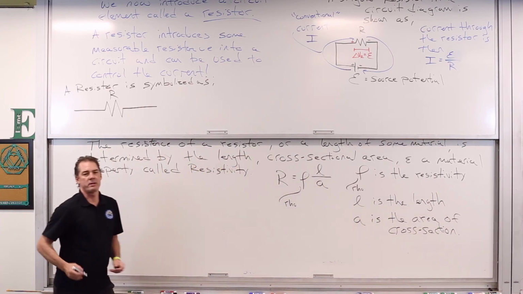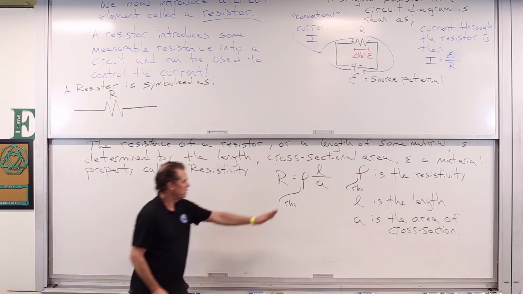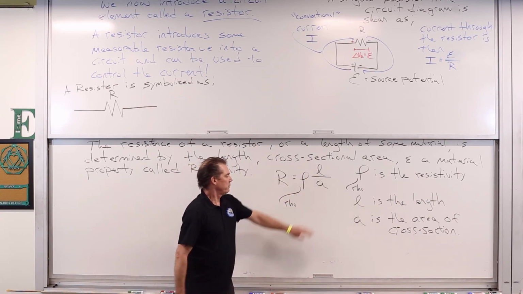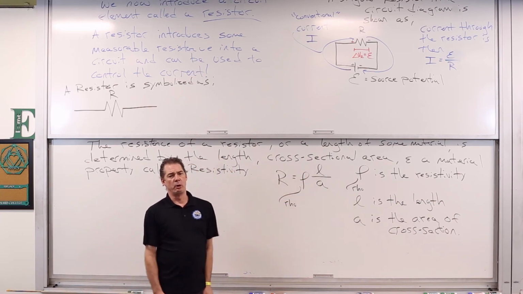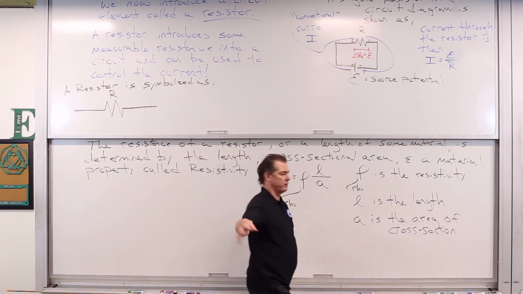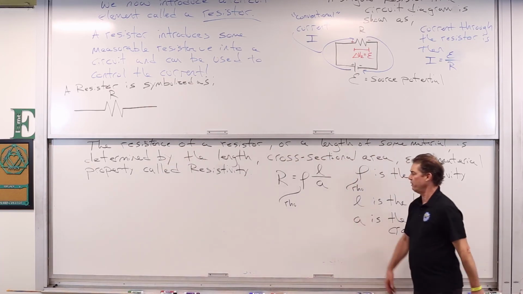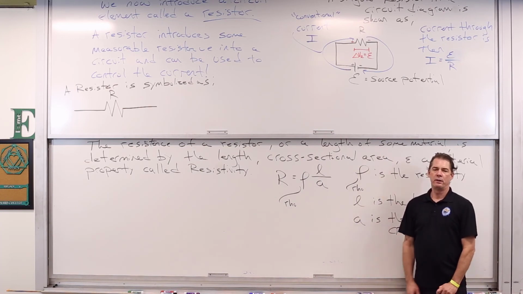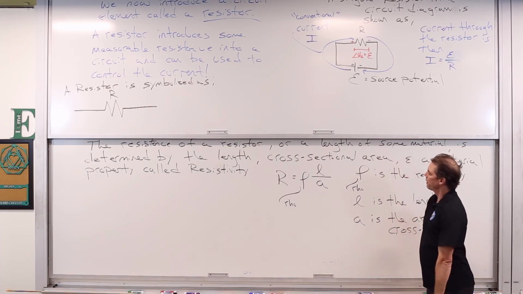So this is how we build resistors. Use a certain material, a certain length of it, a certain area of cross section, boom. You want to build a 100 ohm resistor with a certain length, a certain area of cross section, and a certain material, figure it out. There it is.